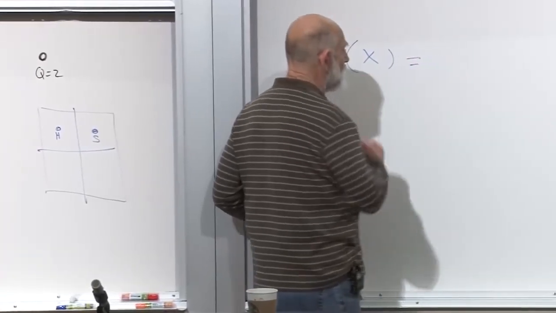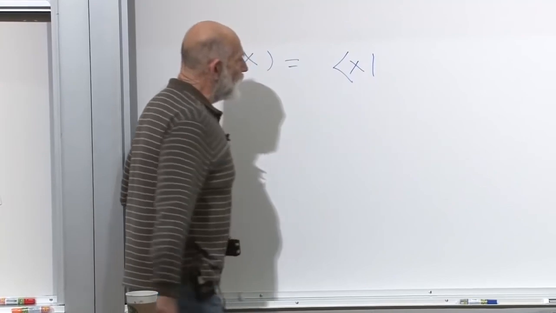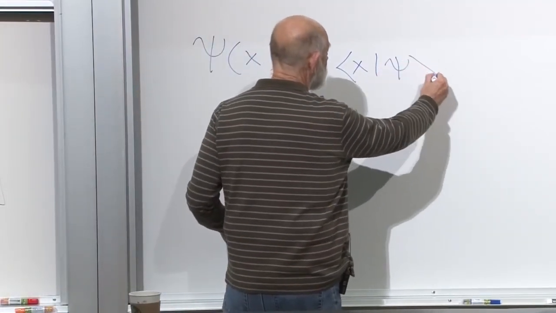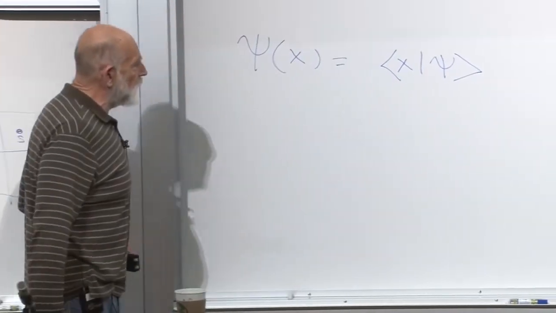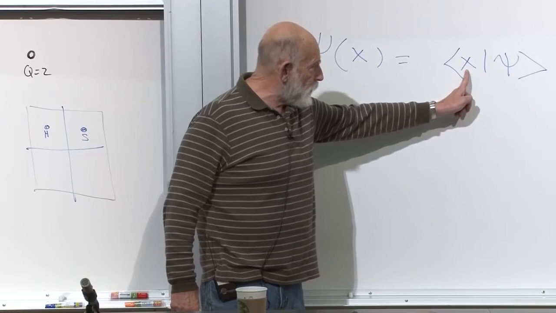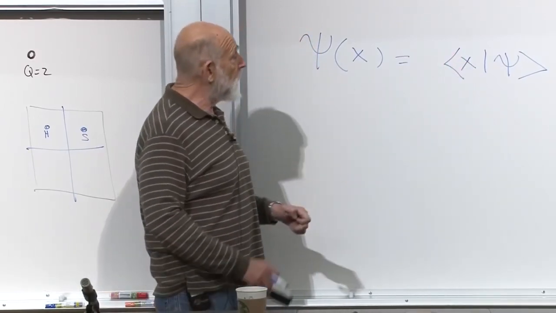What is the psi of x? What is its meaning? It's the overlap or the inner product of an electron at x with the state of the system psi. If psi is the state vector of the electron, then its projection or its inner product onto a state localized at x is called psi of x.